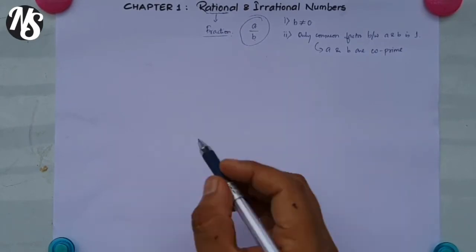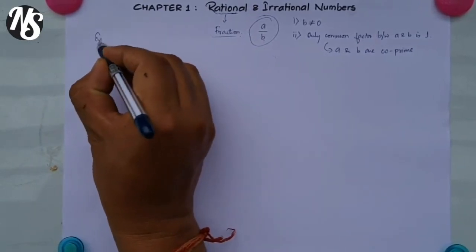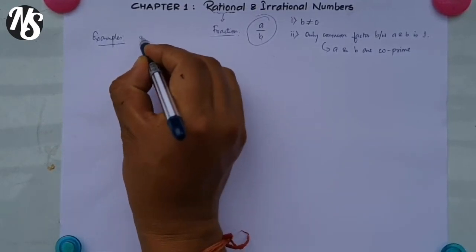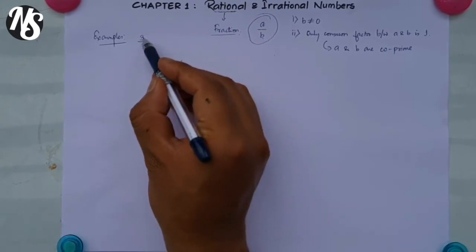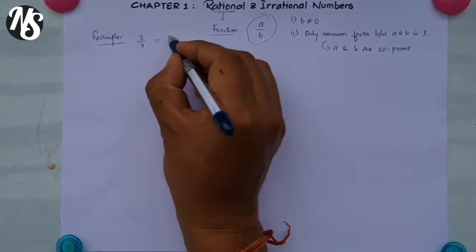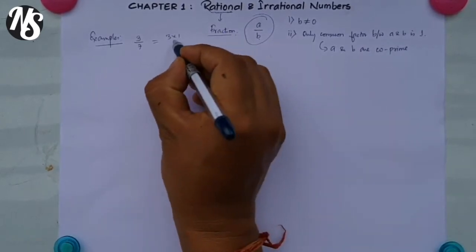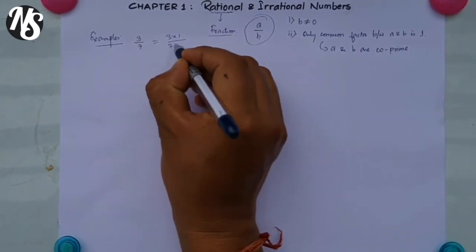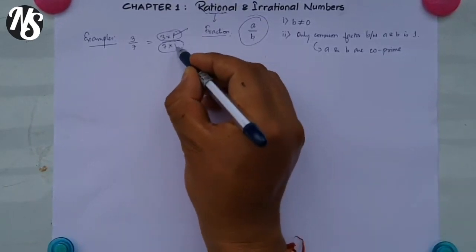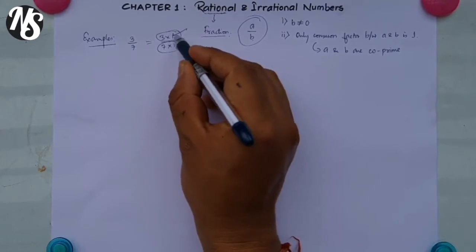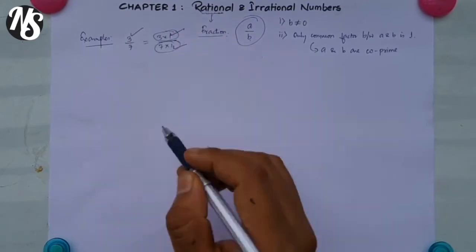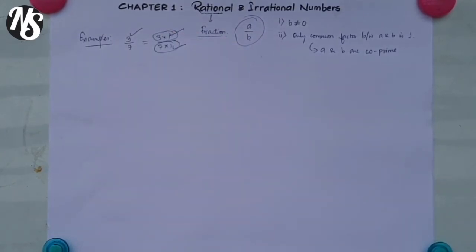Now let me give you some examples. Let me give you 3 by 7. When you factorize 3, you get 3 into 1, that's all. And when you factorize 7, you get 7 into 1. What is the common factor here? Here we get 1, and here also we have 1. So 1 is common to both, so 1 is the only common factor. That's why 3 by 7 is a rational number.